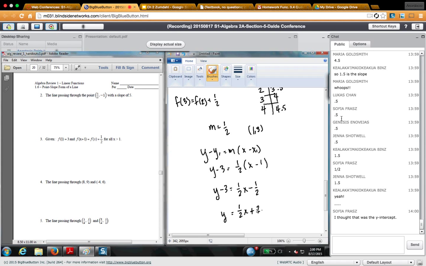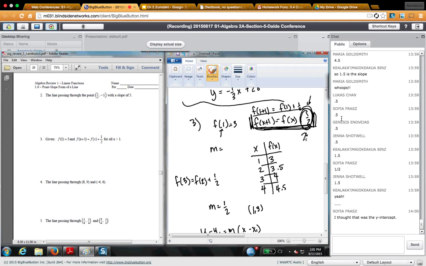5/2 is the same as 2.5. 2.5. There we go. So if I ask you what is the slope, you would tell me 1/2. If I asked you what is the y-intercept, it would be 2.5. So Via's saying, wait a second, I thought that this number up here was the y-intercept, right?